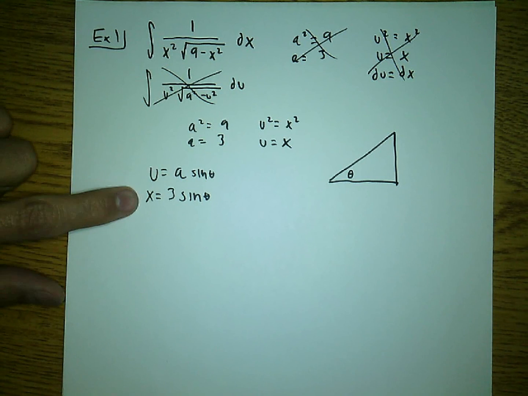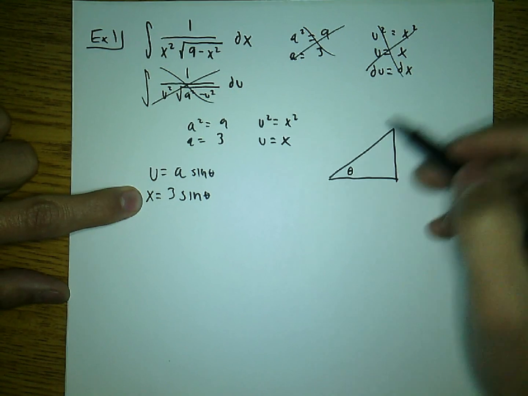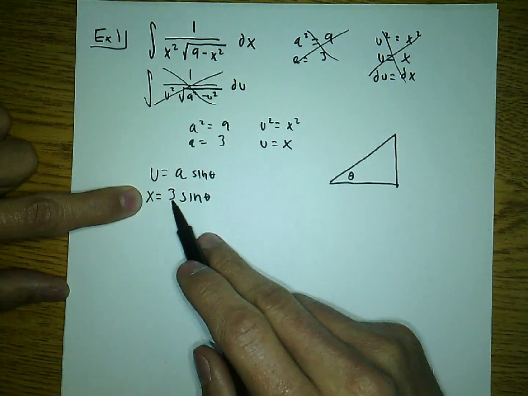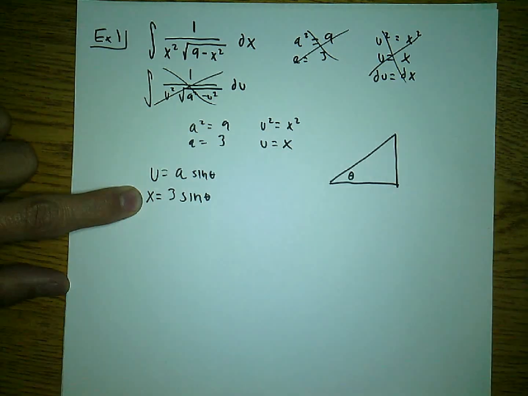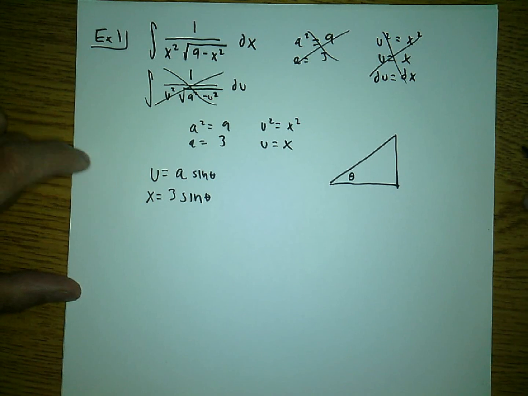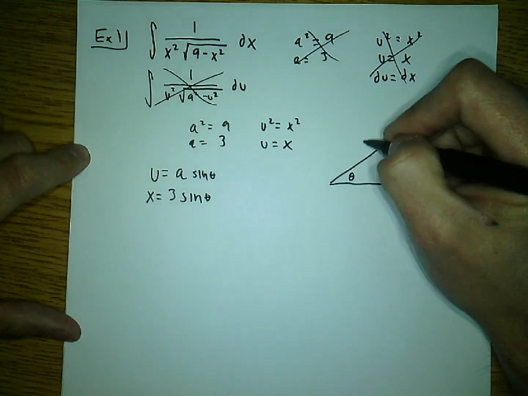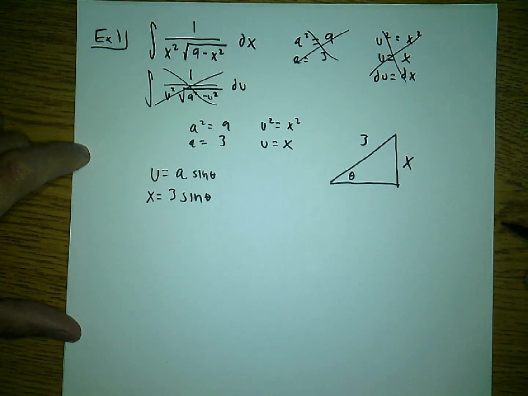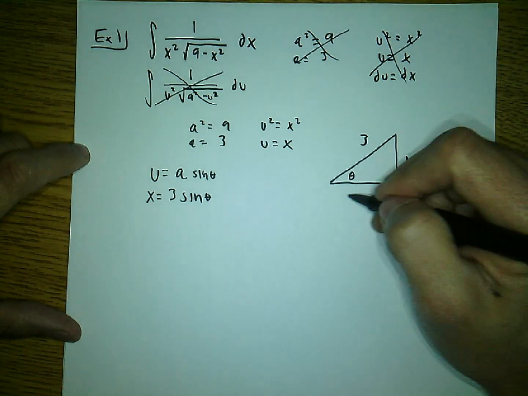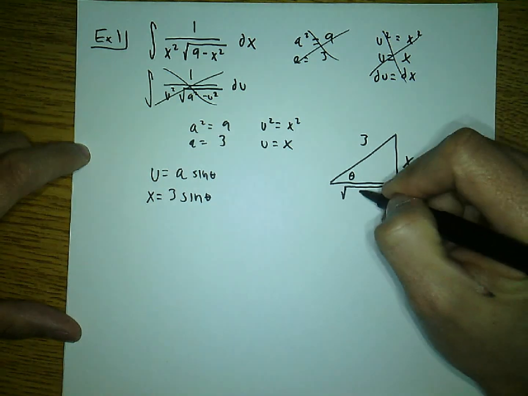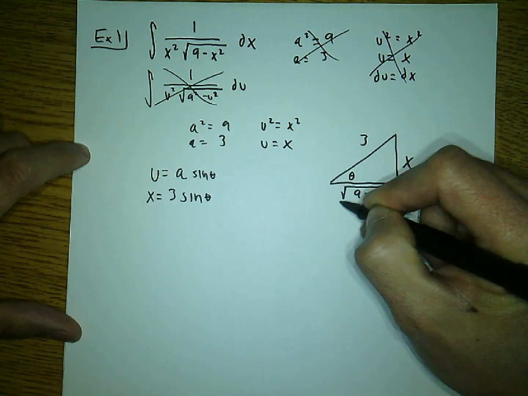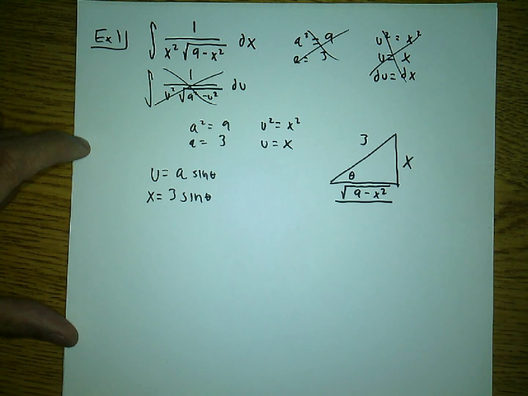All right, now use this information to tell me information about this triangle. If x is equal to 3 sine theta, that means the sine theta is equal to what? X over 3. Which means this is x and this is 3. Right? Opposite over hypotenuse for sine. Which means this right here is going to be what? 9 minus x squared, which is what we're interested in. Do you guys see how it shows up on our triangle?